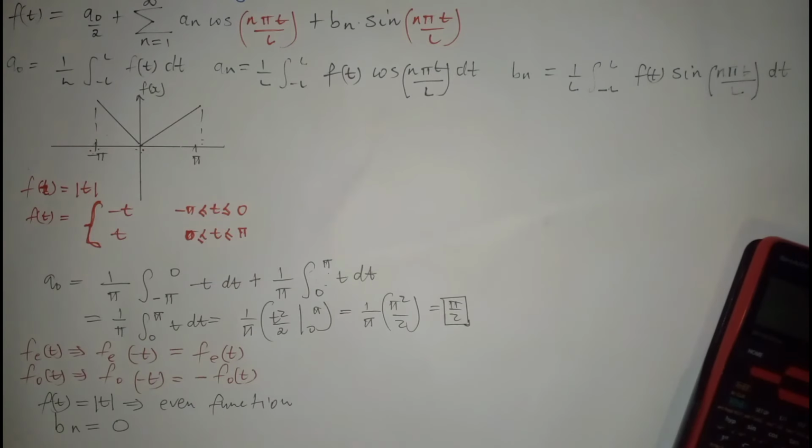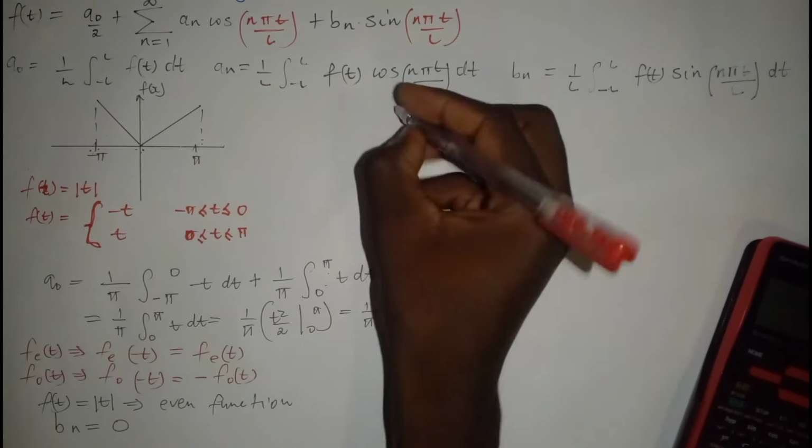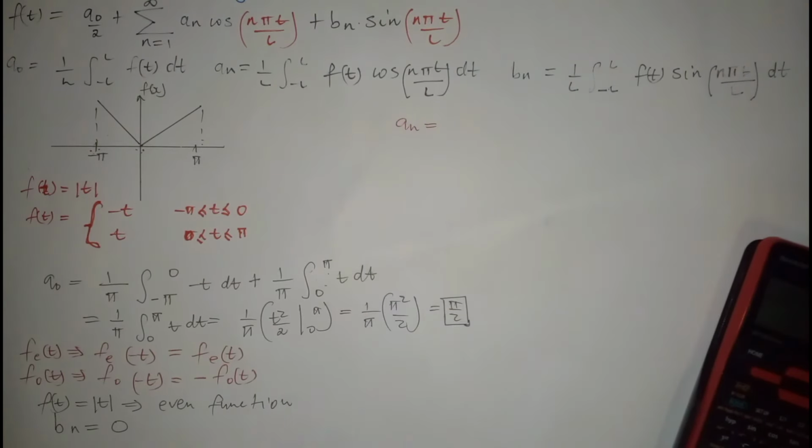So now since we know that bn equals 0, that means we are almost done. Now it's time we go to an. For an, I'm going to write it here. An, as we said, is 1 over L.